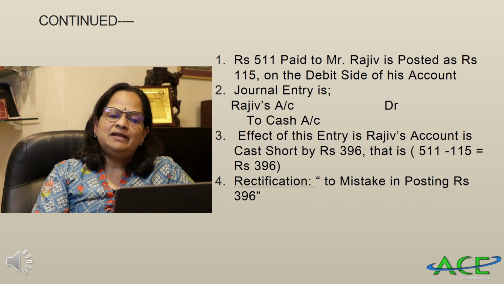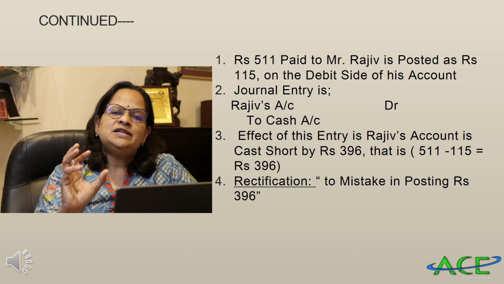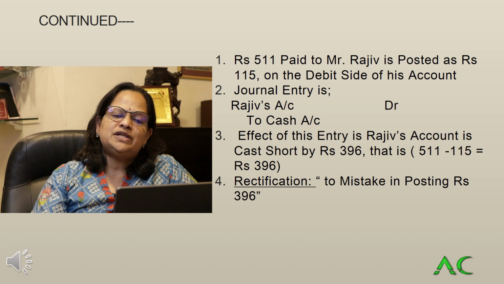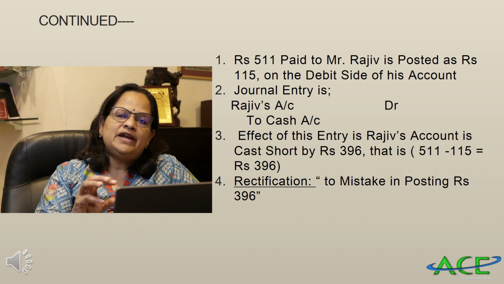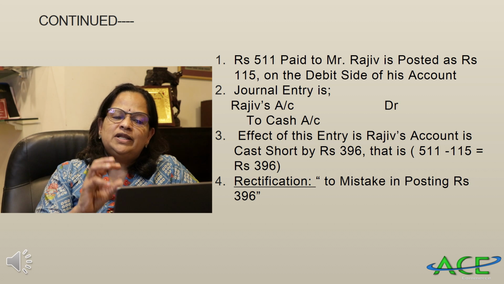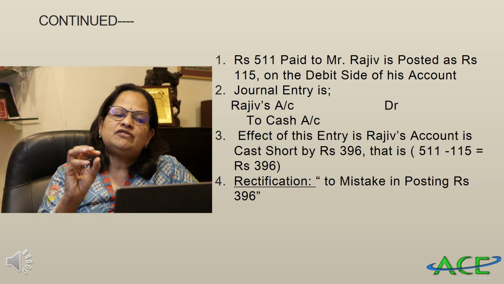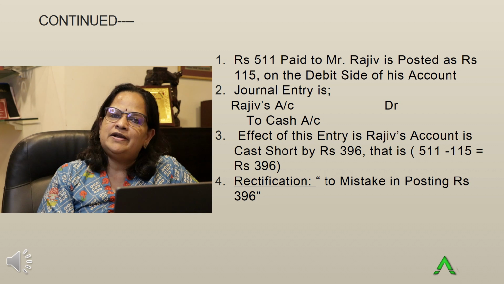Now, another thing is the value is different. Imagine rupees 511 paid to Mr. Rajiv is posted as rupees 115. So 511 we are taking as 115 on the debit side of the account. So the journal entry is Rajiv's account debit 511 to cash account 511.